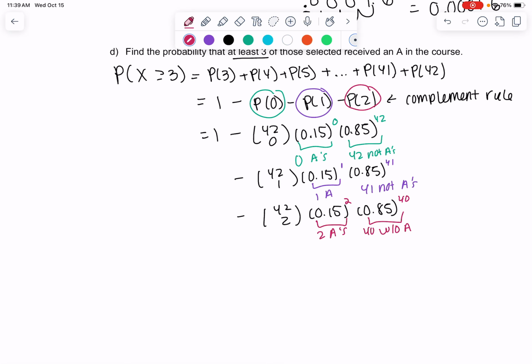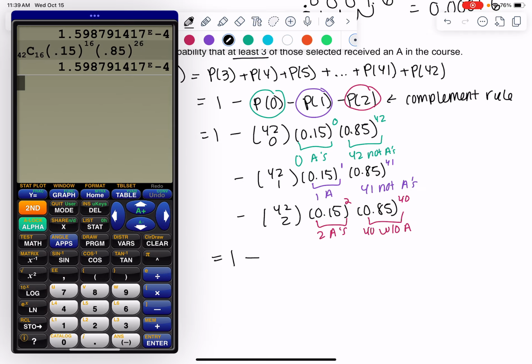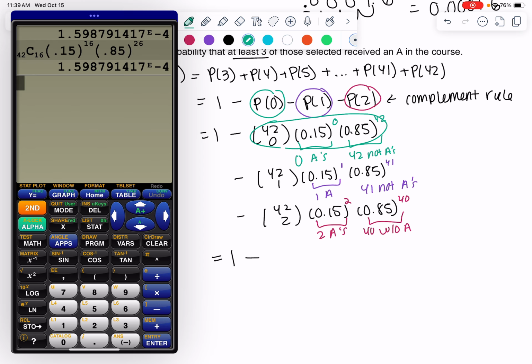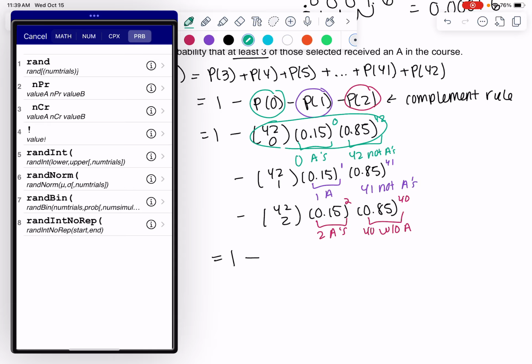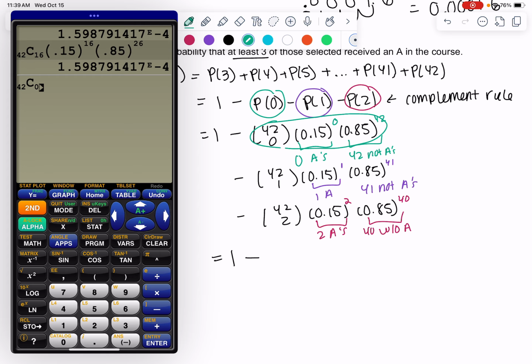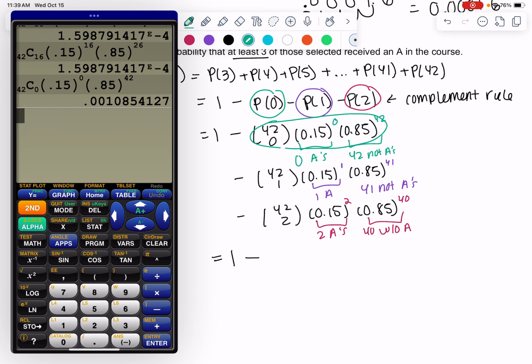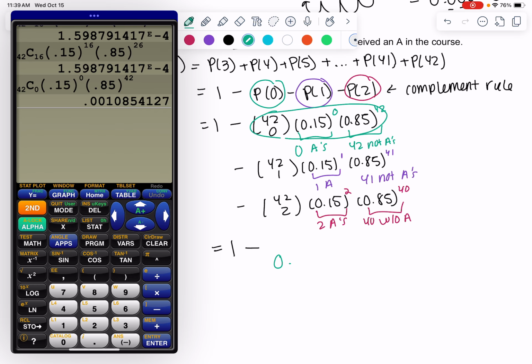All right, now we just got a tedious time of typing this all in the calculator. So it's going to be 1 minus each of these answers. So we're going to just do each of these individually, and then we'll subtract. So don't worry about the negative yet. So we're going to do 42 nCr 0, 0.15 to the 0, and then 0.85 to the 42. And hopefully we got 0.0011. That'll round up to 1.